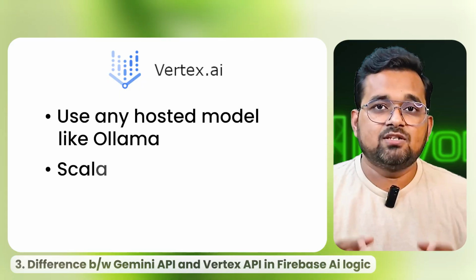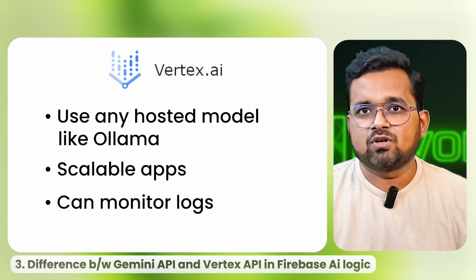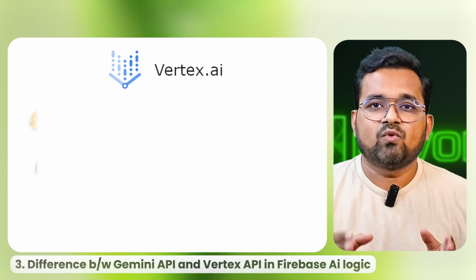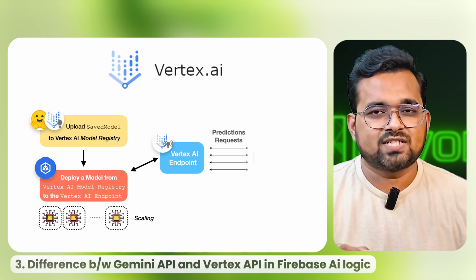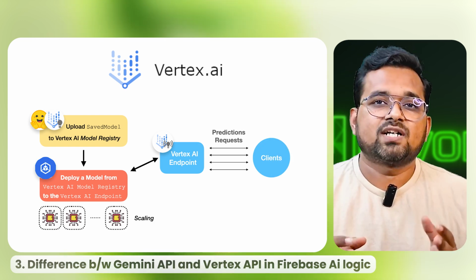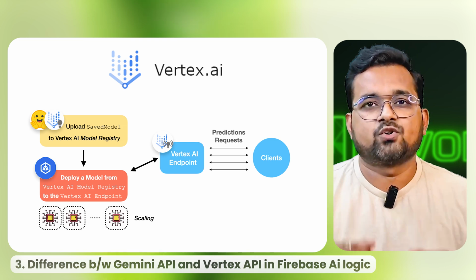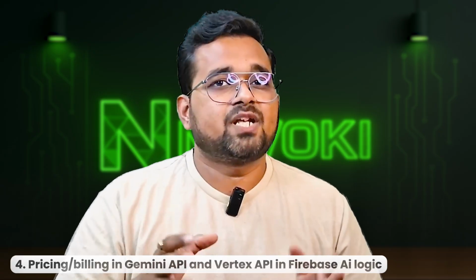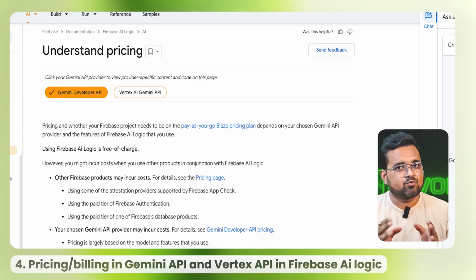In Vertex AI, you can choose any publicly available models like Llama, Claude, and you can even host your own custom models. Vertex AI lets you monitor your request logs and is configurable according to the availability and scalability of your project. Vertex AI is preferred when you need more control, like which model to use, and for a more scalable project. In Firebase, Gemini API requires no billing and is free to use up to a certain limit.